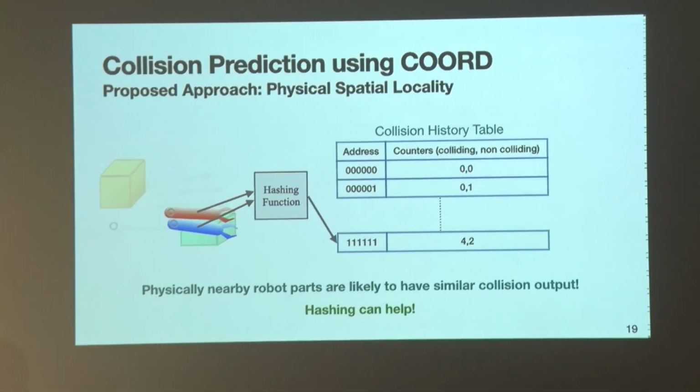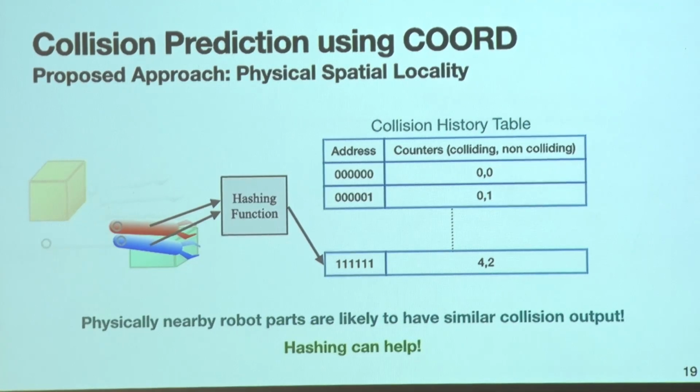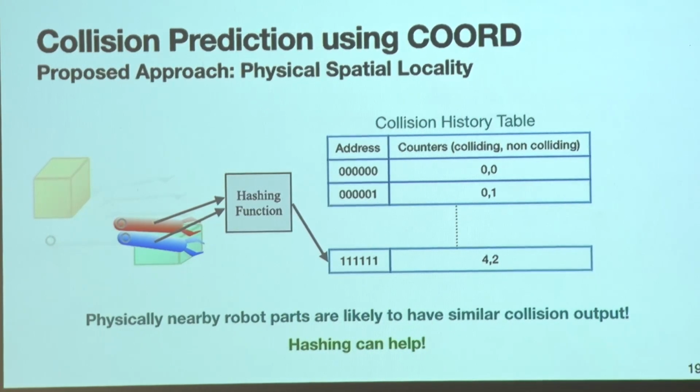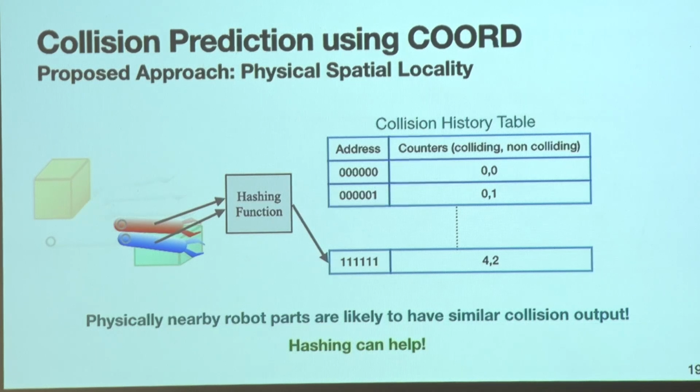Now, each entry in this history table maintains counters for how many colliding and non-colliding queries have been encountered so far. Whenever we get a new query, we can read the appropriate entry from the history table and use these counter values to determine the probability of this query being in collision.